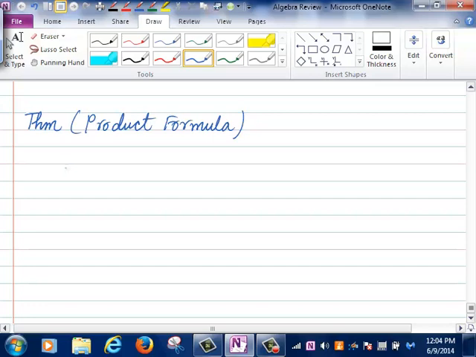So what it says is that if I am taking the derivative of a product of two functions, f of x times g of x, unfortunately the derivative is not just f prime of x times g prime of x. If it were, it would have been nicer, but the derivative is instead given by the following.